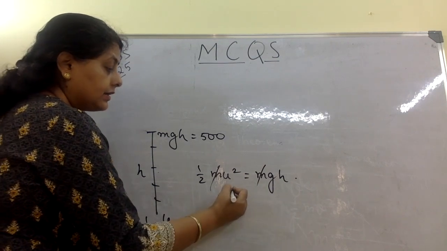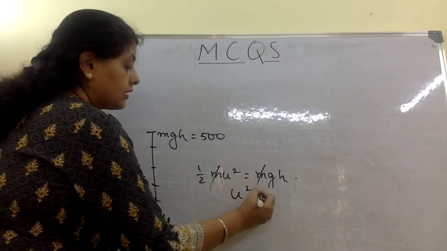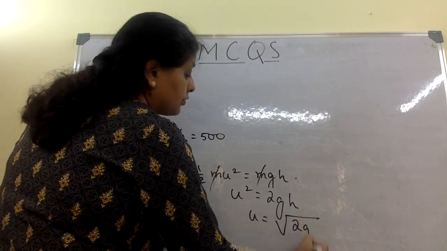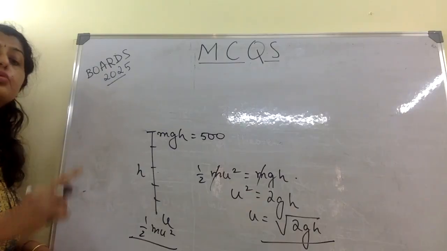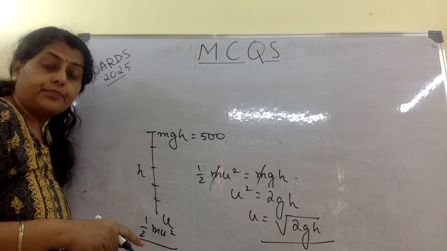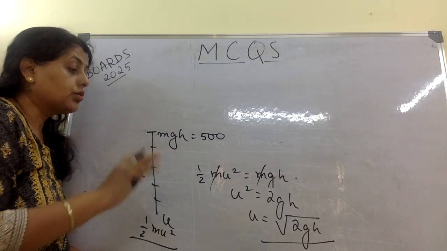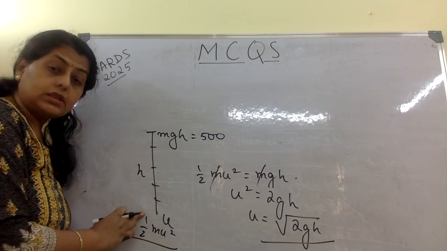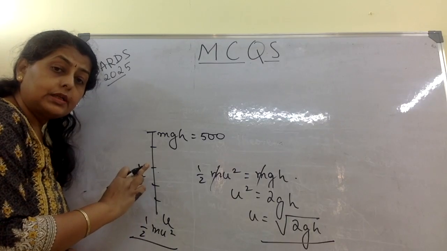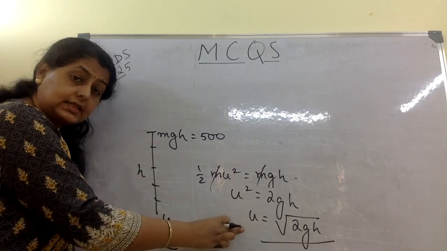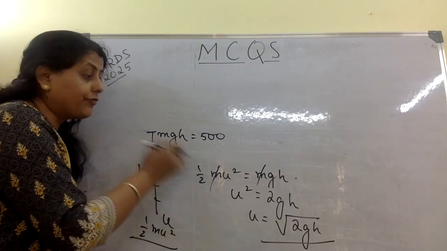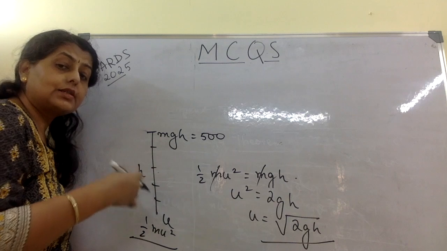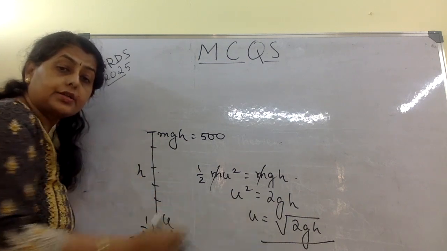Then u square is 2gh, so u is root over 2gh. So the velocity with which it is thrown up can also be written as this kind of an expression. Please note from where we are getting it. If they ask how to connect the velocity along with the height, we have connected it here.